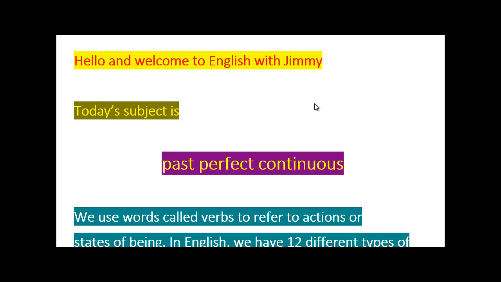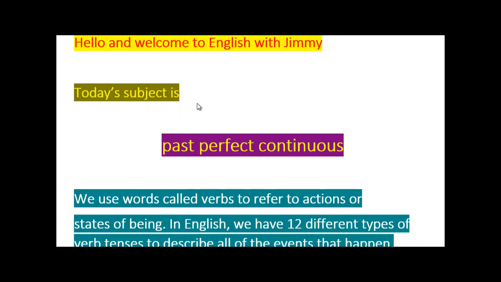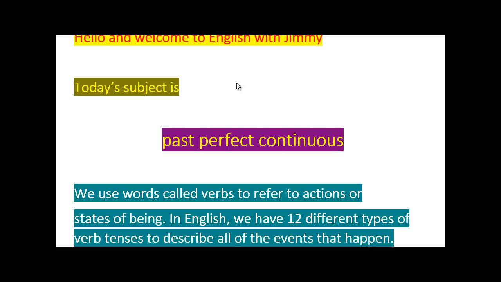And today's subject is past perfect continuous. We all know that we have two types of verbs, regular and irregular. Regular, we add ed for the past and ed for the past participle. And we know that the past participle represents a past that started and finished completely. Okay, that's a past participle.